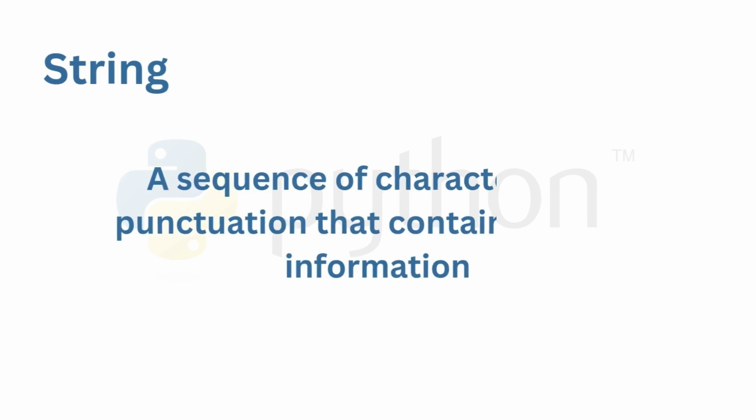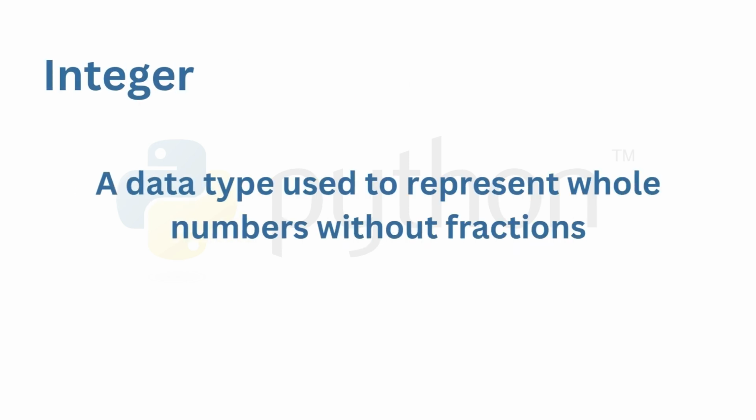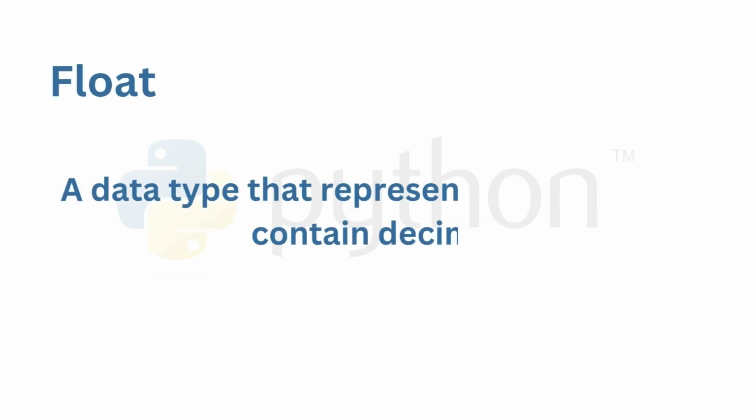First, a string is a sequence of characters and punctuation that contains textual information. Strings are instantiated with single or double quotation marks, or the string function. This is an immutable data type, which means the values can never be altered or updated. An integer is a data type used to represent whole numbers without fractions, and float data types represent numbers that contain decimals.